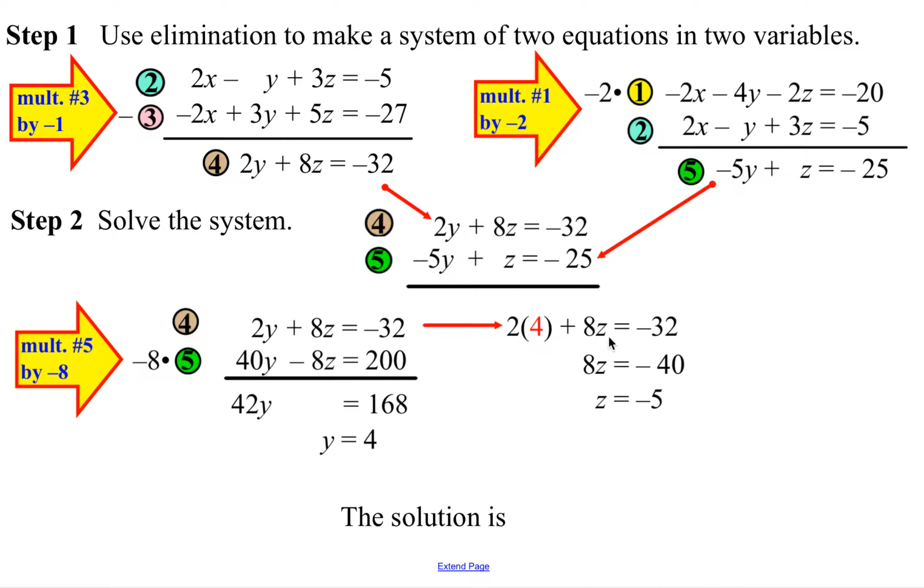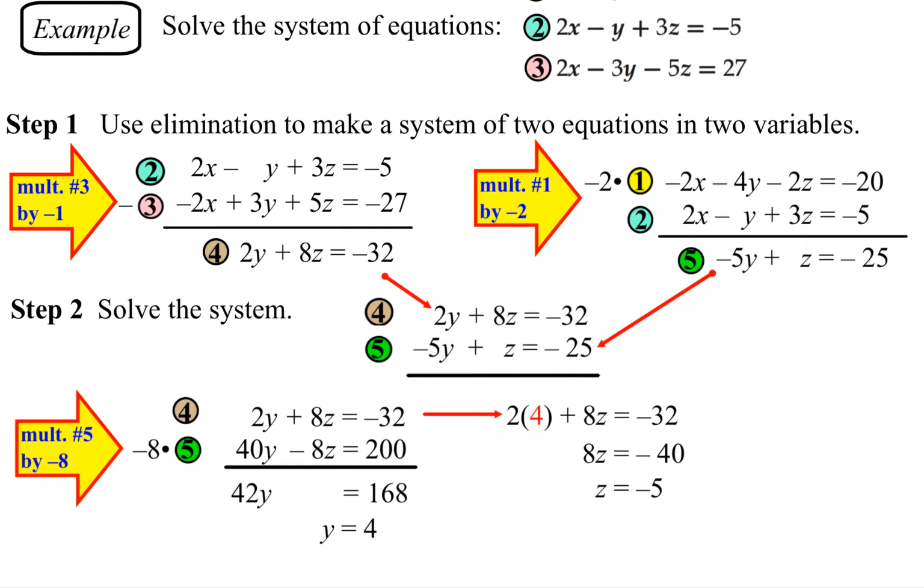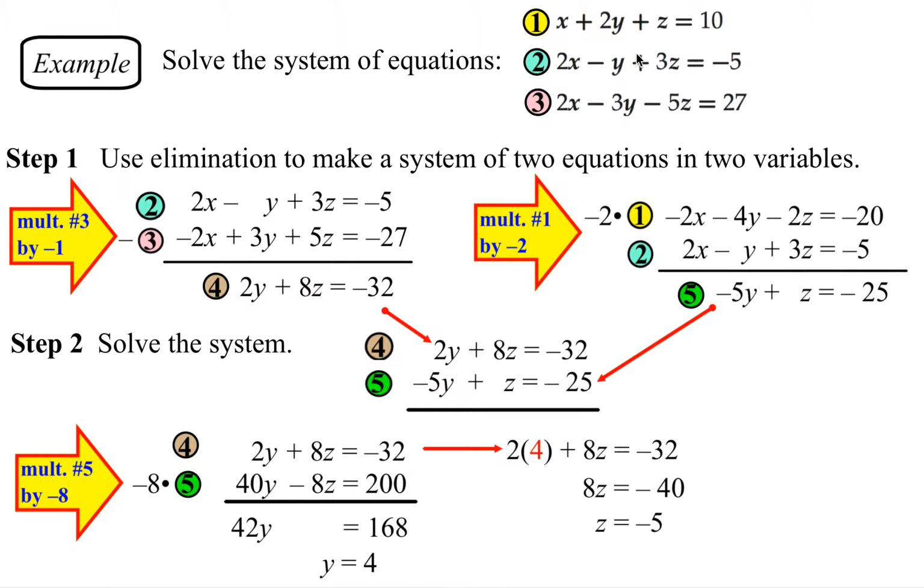So I had 8 plus 8z is -32. Subtracting 8 from both sides, I get 8z is -40, and then dividing by 8, I get z is -5. Okay, so now I have y and z, I only need x. Well, to figure out what x is, I can plug y and z into any of my original equations in the beginning here and figure out what x is.